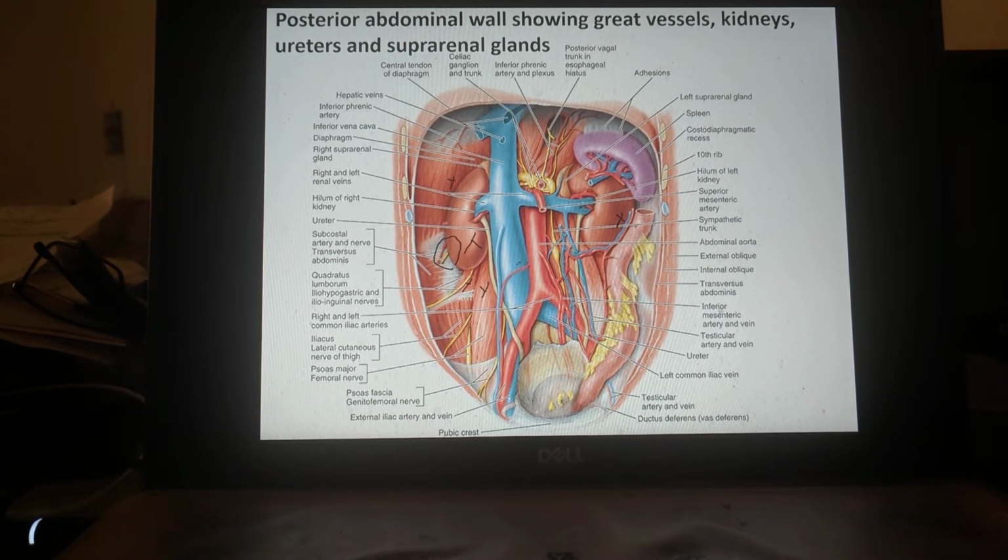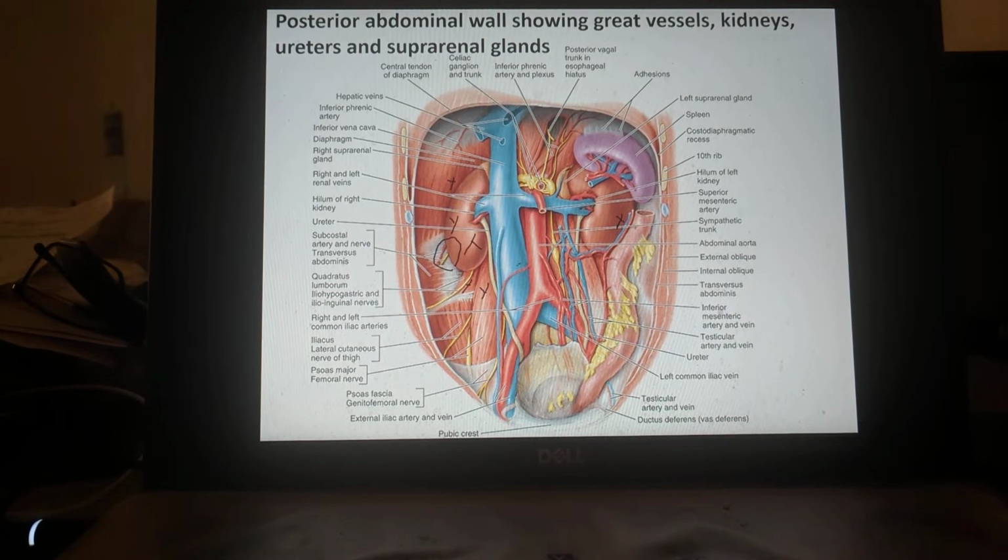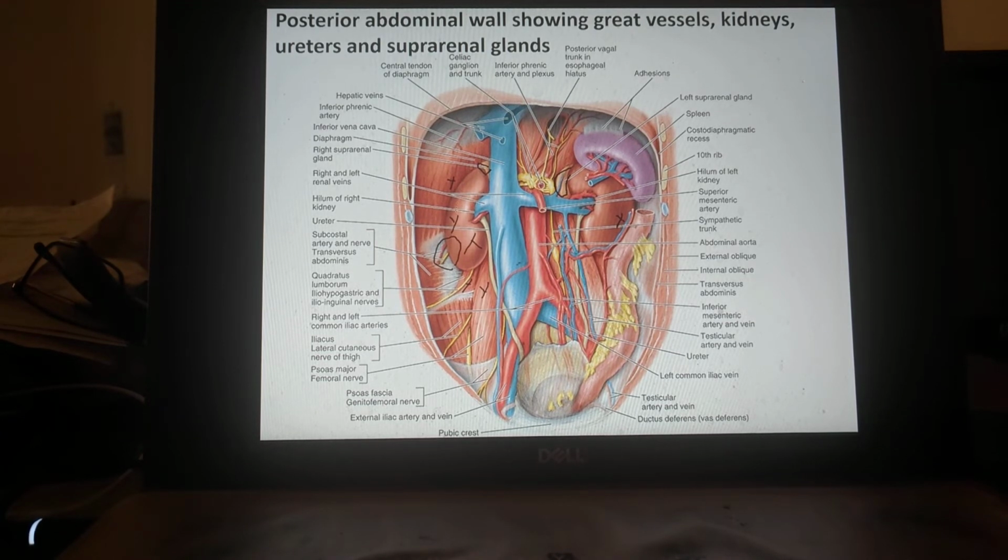If I ask you, that's the right kidney, right? The upper end of both kidneys is related to this gland. What is this gland? This is the suprarenal gland, or adrenal gland. That is the superior relationship of both kidneys. But for the anterior relations, which organ is here? Here is the liver, so here is the area of the liver. Which organ is here? And it's C-shaped.